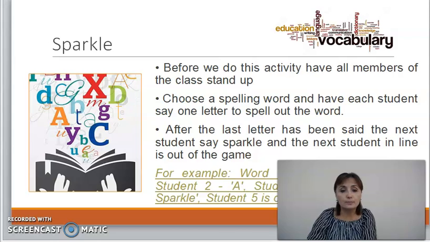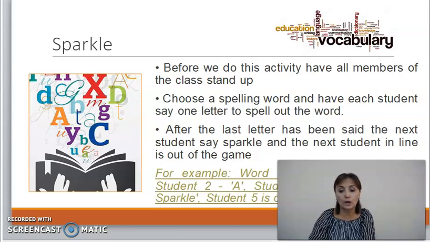The next one is sparkle. So what does it mean? Before we do this activity, have all members of the class stand up. Choose a spelling word and have each student say one letter to spell out the word. After the last letter has been said, the next student says sparkle, and the next student in line is out of the game.